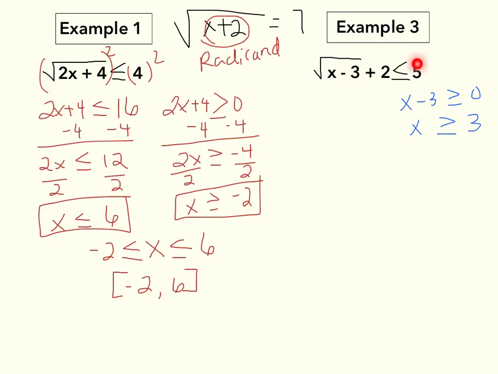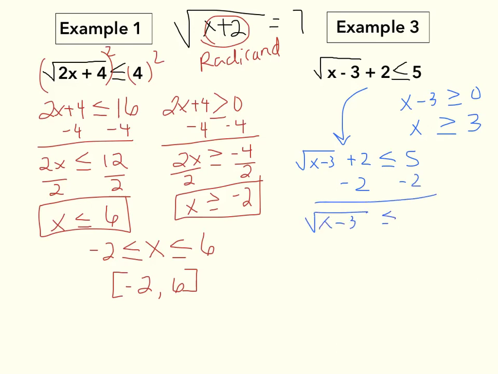Okay, now let's go back here and solve this. So isolate the radical, which means we need to subtract the 2, and I'm going to move this over here so we can see it better. But we want to subtract the 2, get that radical by itself, and now we want to get rid of the radical completely. And the way we're going to do that is the inverse, which is squaring it. So that becomes x minus 3 is less than or equal to 9. And we just add 3 to both sides, and x is less than or equal to 12.